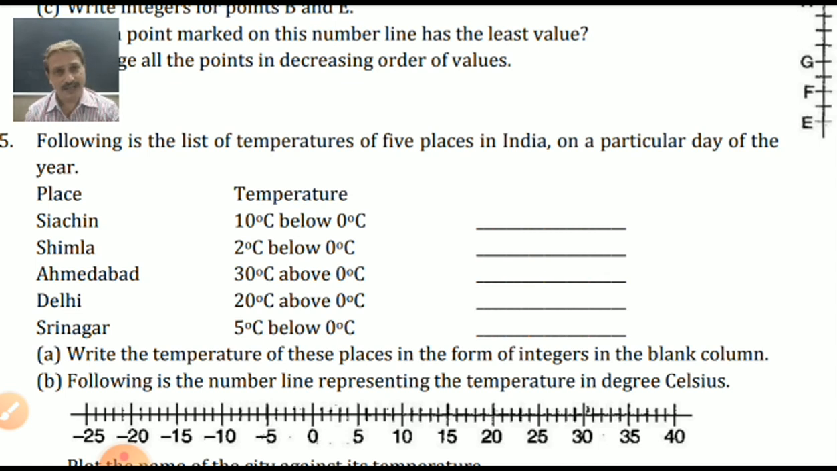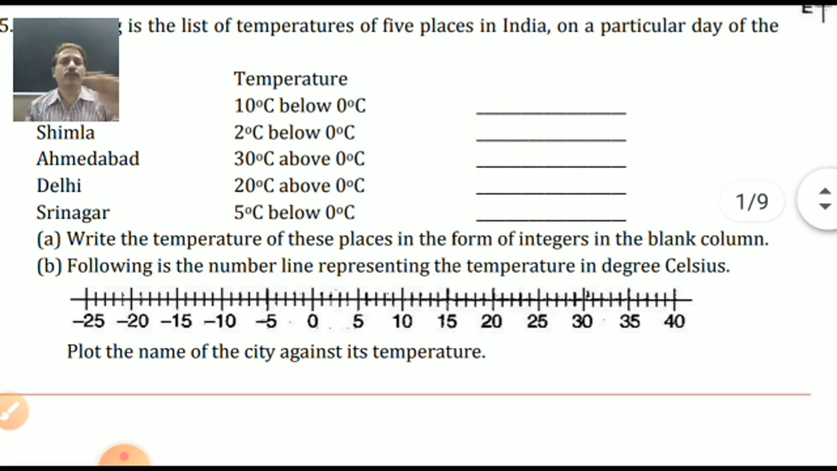When below minus and above, that means plus. B. Following the number line representing the temperature in degrees Celsius. Degree Celsius is the unit of measuring temperature. Is it or not, student? Yes, correct. Look at here, positive and negative. It is here now in a horizontal way. Right side positive number, left side negative number, and middle 0.